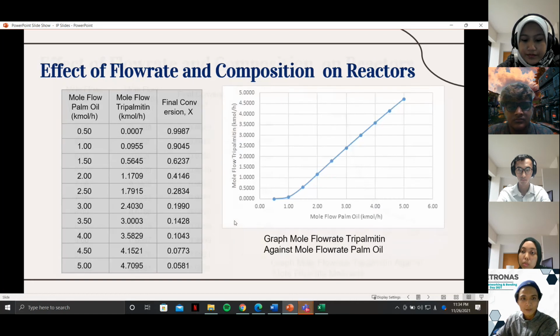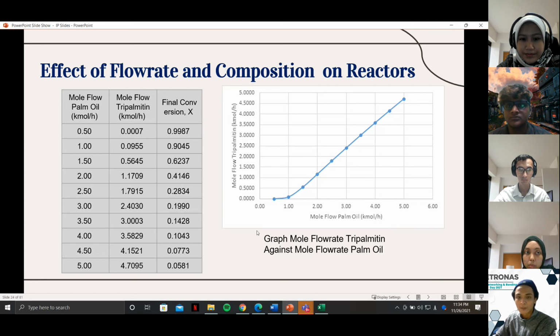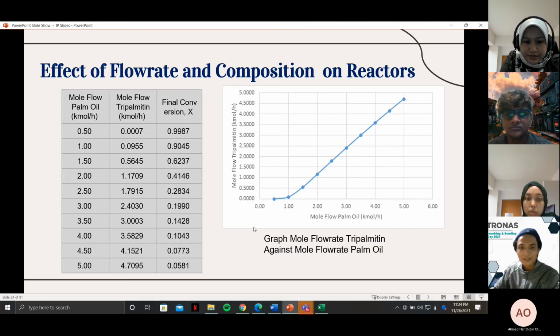So moving on next, we have the effect of our palm oil, basically the triplamethane FA0 flow rate. As you can see in the graph here, as we increase the palm oil flow rate, we decrease the conversion of our palm oil, from a conversion of 0.99 down to 0.5. So it's not preferable to increase the flow rate of our reacted palm oil to increase our conversion. Besides, it will go otherwise.